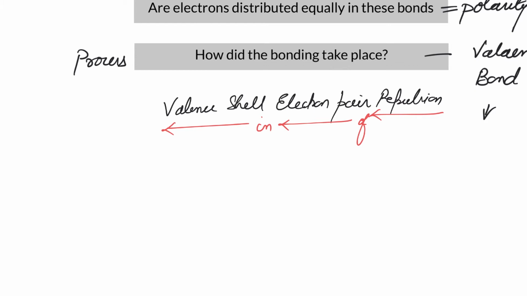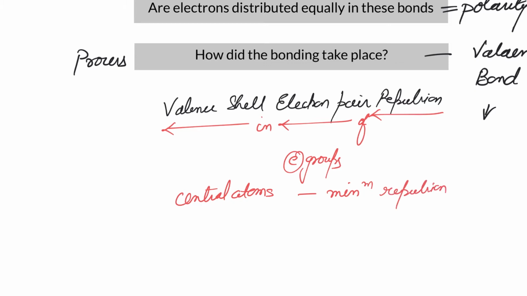So this theory basically says that the electron pairs, or better called electron groups, why I will clarify in a little while, are placed around the central atom, the atom which has the maximum number of other atoms bonded to it, in such a way that there is minimum repulsion. So we need to position the electrons around in a manner that we have the minimum repulsion possible.